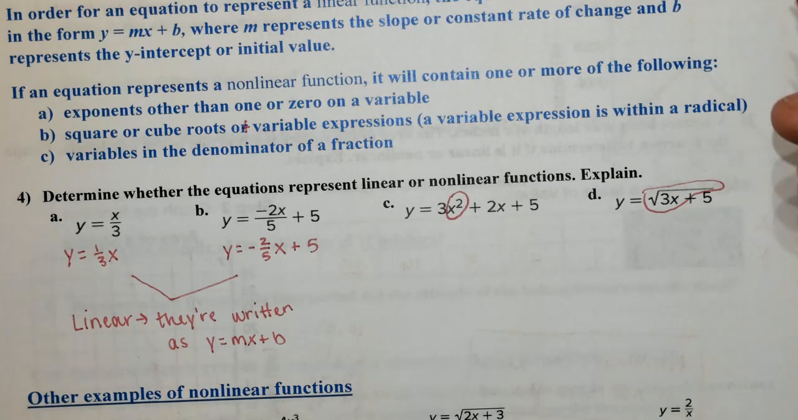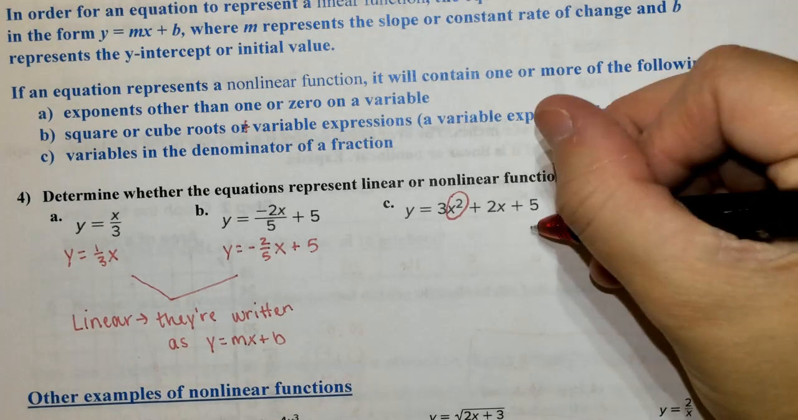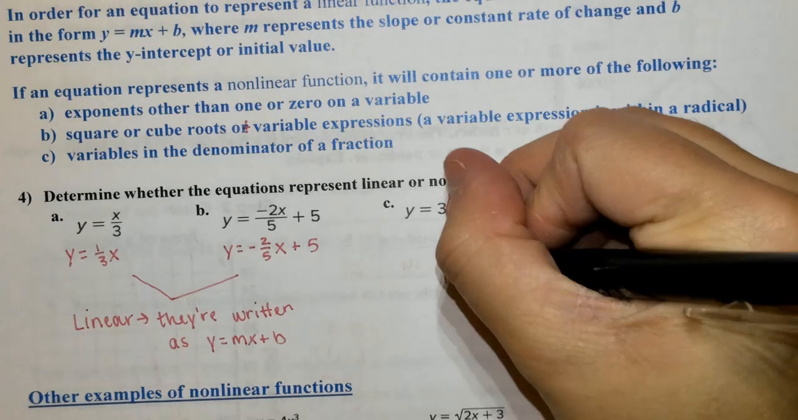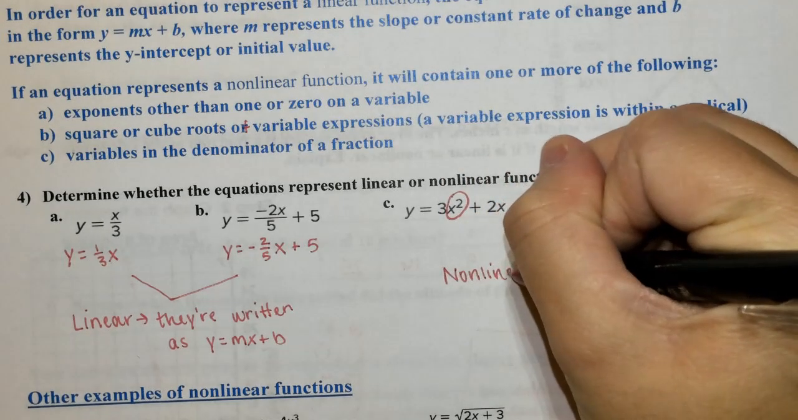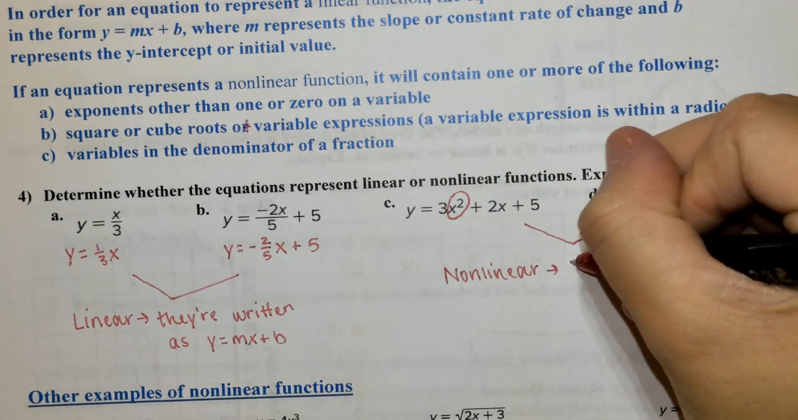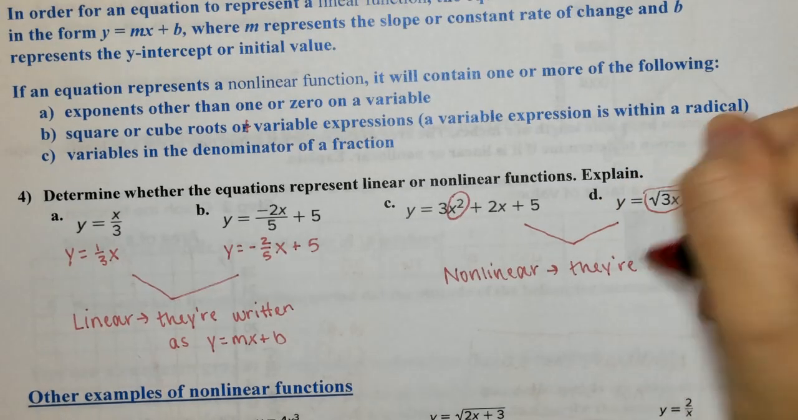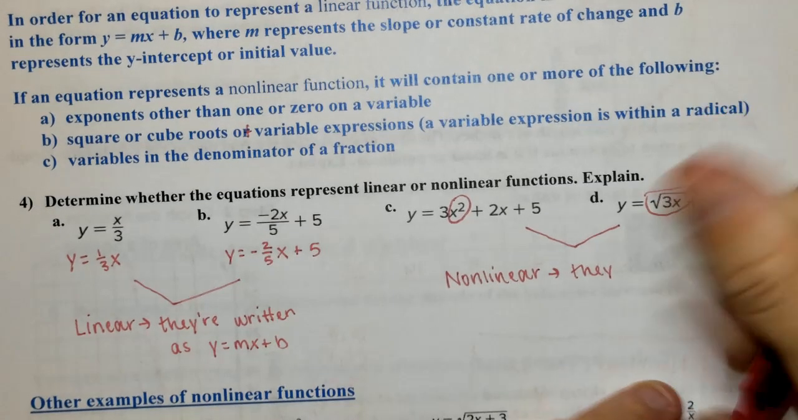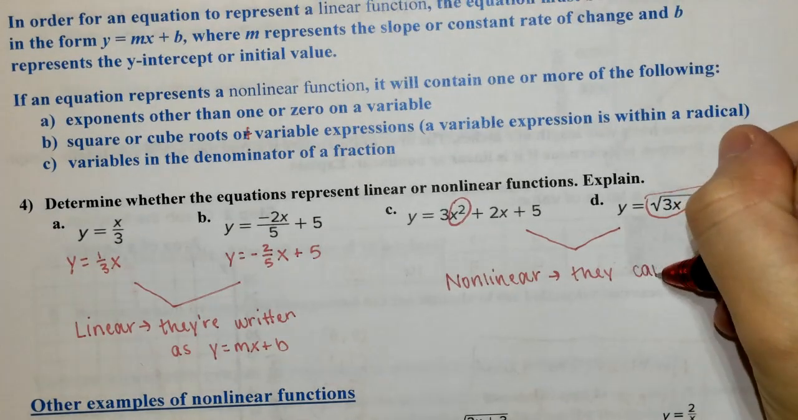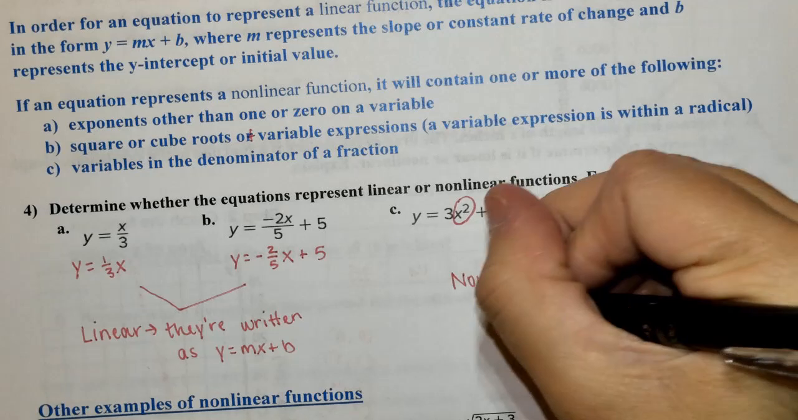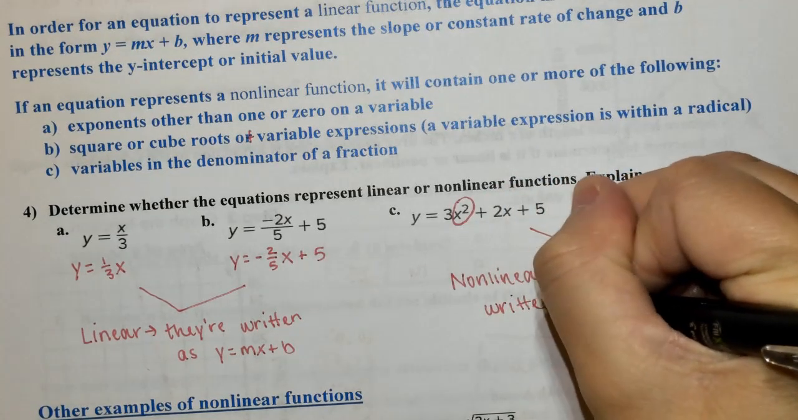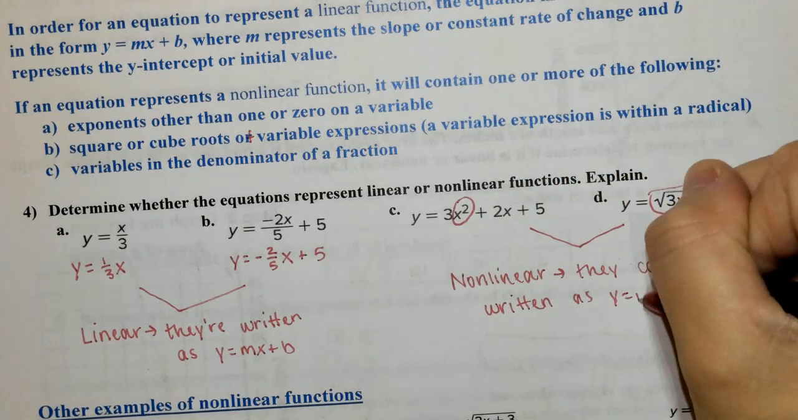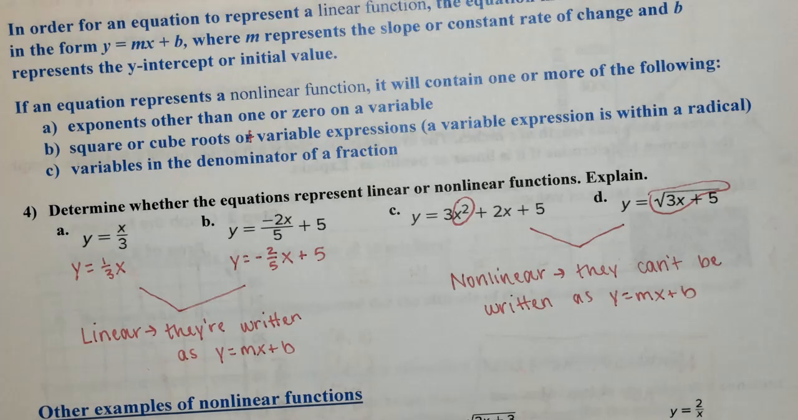So for C and D, there are two things we could write. I'm going to go ahead and write, okay, nonlinear. And I'm going to say they can't be written as y equals mx plus b. You also could have said for C, nonlinear, because the x is squared, and for D you could have said nonlinear because the x is within a radical.